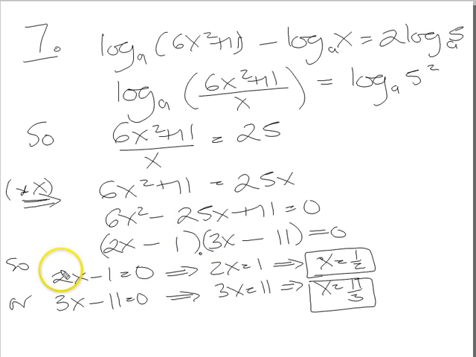So either this is 0 then, or this is 0. That's when the product will equal 0. Move the 1 over, divide by 2, or move the 11 over, and divide by 3, and these are the two answers. We're fairly optimistic that they're okay. So good, that's question 7 done then. Great, let's go on to the next one.